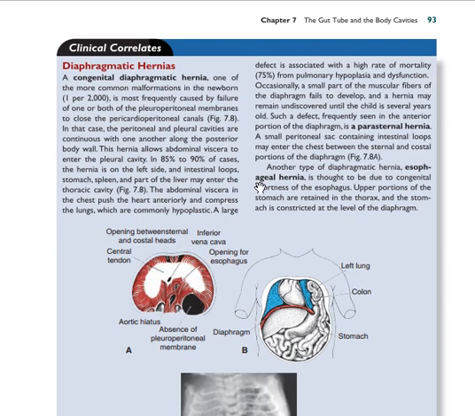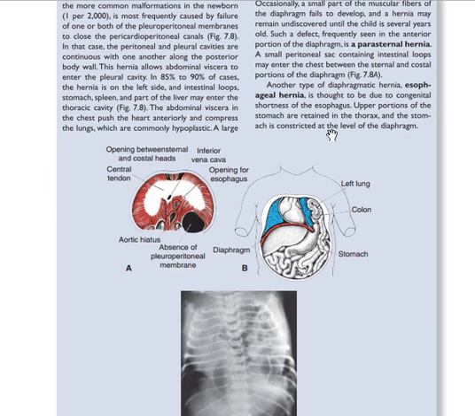Another type of hernia that you can have is the parasternal hernia. So this is the abdominal viscera in the chest, which is going to push the heart and cause the lung to be hypoplastic. A large defect is going to be associated with a high rate of mortality and hypoplasia. Now occasionally a small part of the muscular fiber of the diaphragm fails to develop and the hernia may remain undiscovered in the child, and that form of diaphragmatic hernia is called a parasternal hernia. Now you can also have another hernia, which is the esophageal hernia, where this hole, which is still at the level of the pleuroperitoneal membrane, is very large, so the heart and the lungs can also herniate here.